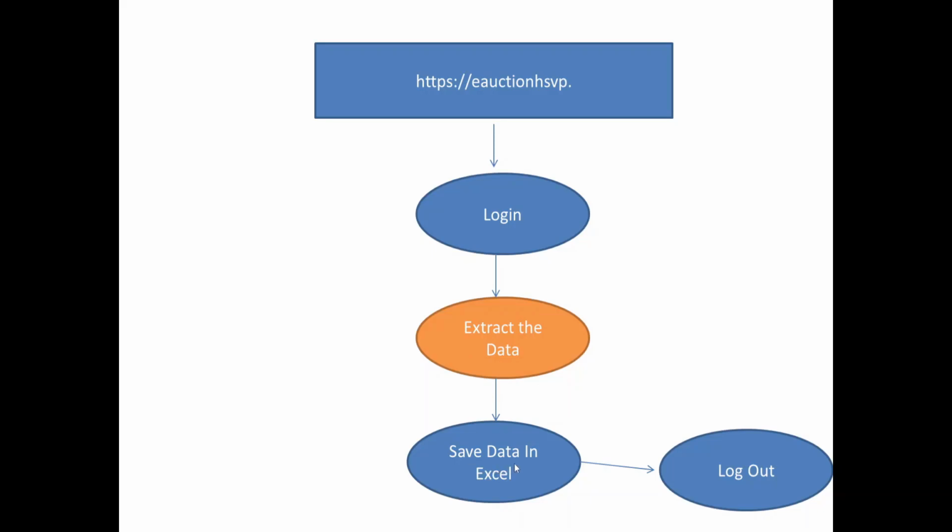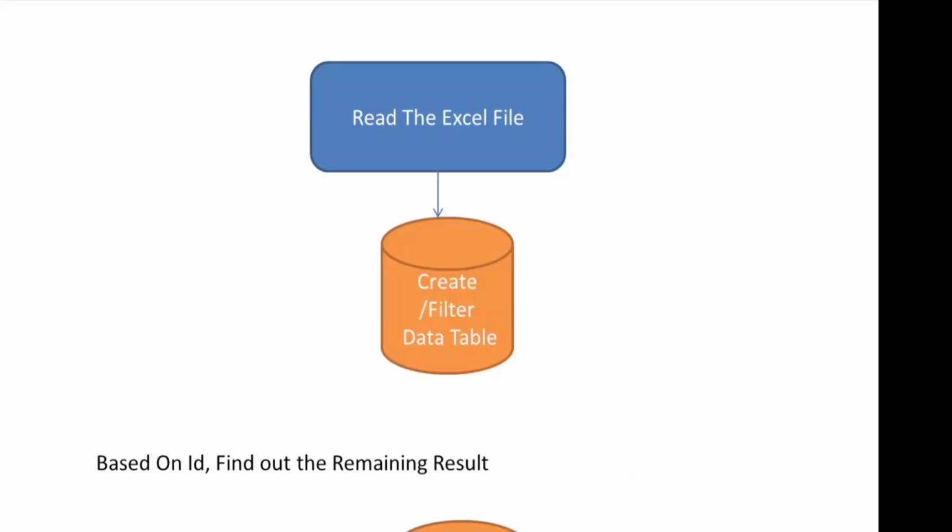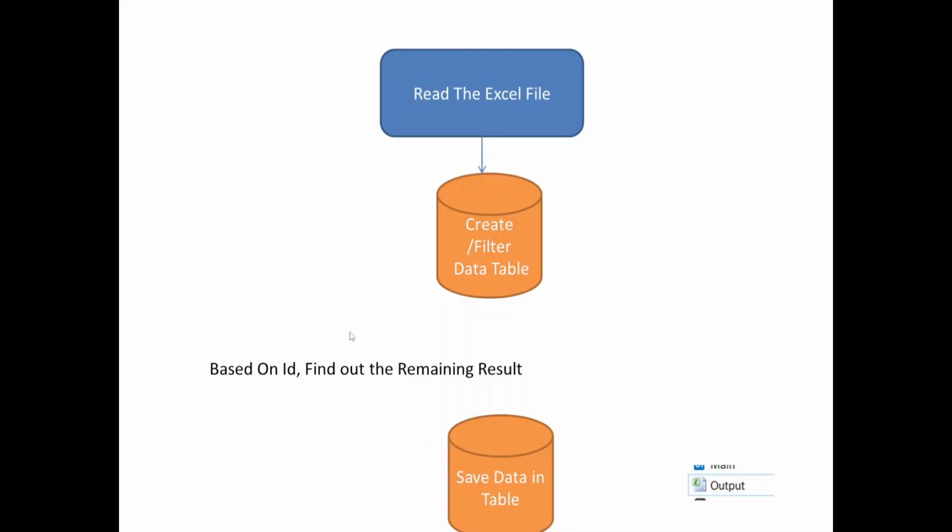Then the third task comes: read the data which we extracted from the portal, and on that basis, first we create a table, and after that we learn the filtration activity, like the filter data table activity in UiPath. Based on the filter result, we get some IDs. Then on the basis of that particular ID, we have to find the desired result. Once we get all the details, the final result we will save to the output Excel sheet.